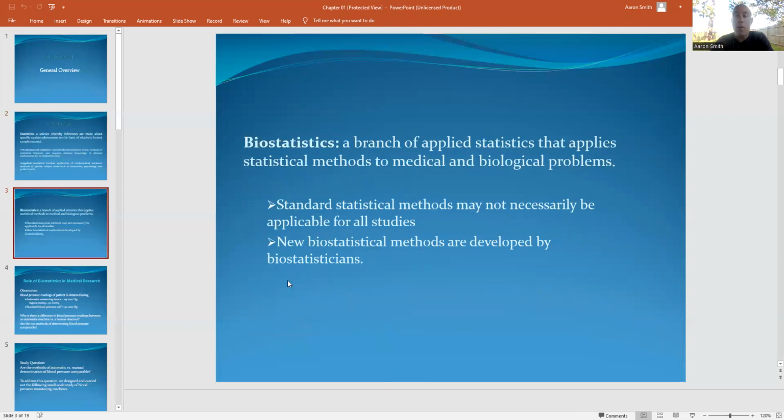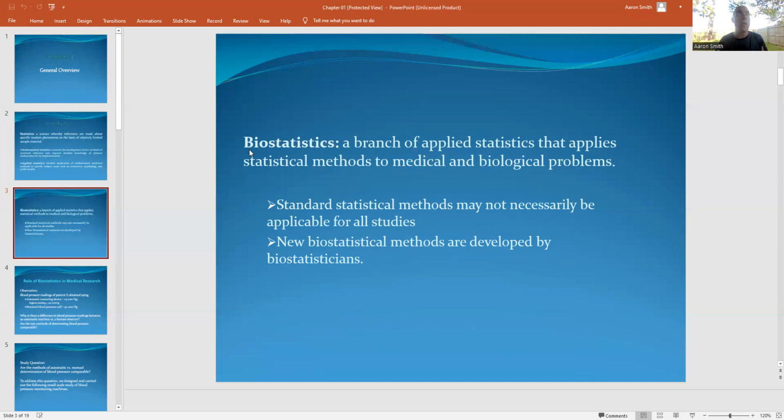Biostatistics is a branch of applied statistics that applies statistical methods to medical and biological problems. Standard statistical methods may not necessarily be applicable for all studies. New biostatistical methods are developed by biostatisticians. All right, so what this is saying is that we're going to take the specific problem that we're interested in, and we're going to look at it very critically, and we're going to convert what we have into a math problem where we can study the data.